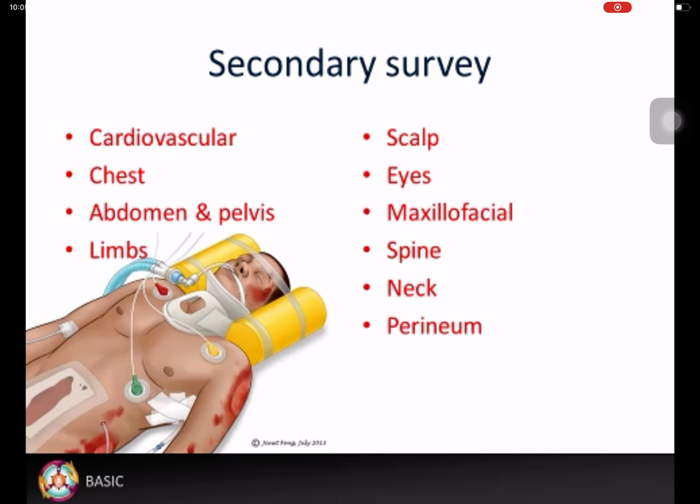This involves a thorough head-to-toe examination, which should include examination of the scalp, eyes, maxillofacial region, spine, neck, and perineum, as well as more obvious areas such as neurological system, cardiovascular system, chest, abdomen, pelvis, and limbs. The patient should be log rolled to examine the back and to perform a rectal examination.